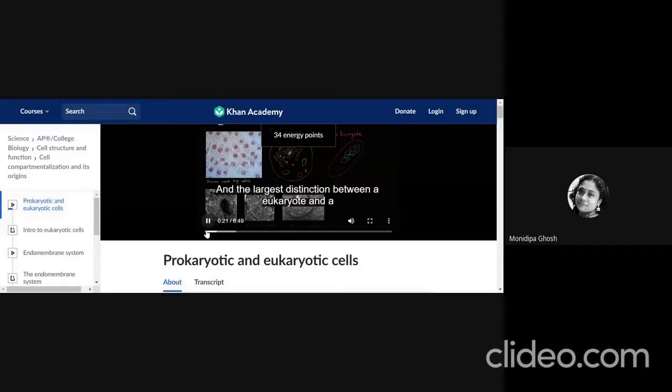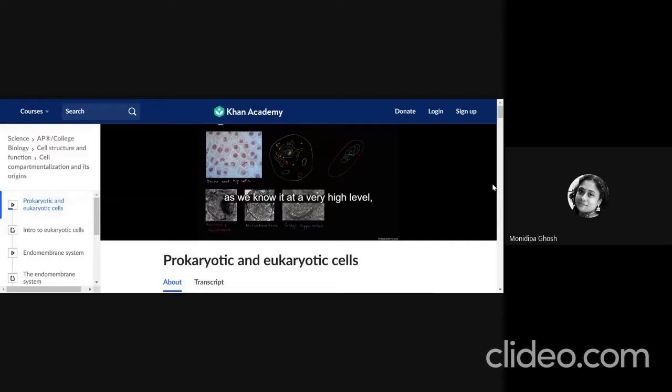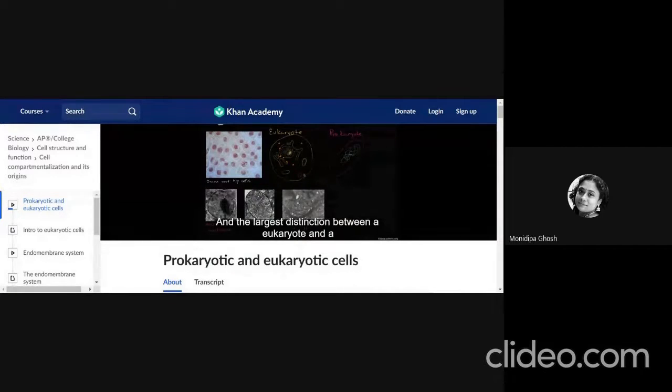Let me start. This distinction between a eukaryote and a prokaryote. When we want to categorize life as we know it at a very high level, we can categorize it as either eukaryotic or prokaryotic. And the largest distinction between a eukaryote and a prokaryote are membrane-bound structures that eukaryotes have that prokaryotes don't have. And the most noticeable of which is a membrane-bound nucleus. So in a eukaryote, the genetic information is going to be inside a membrane-bound nucleus.